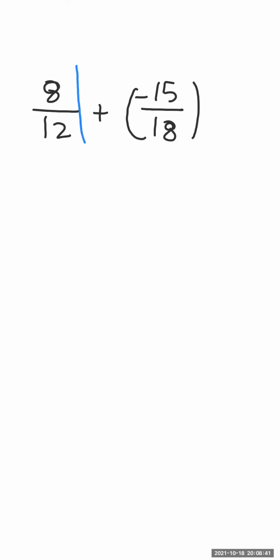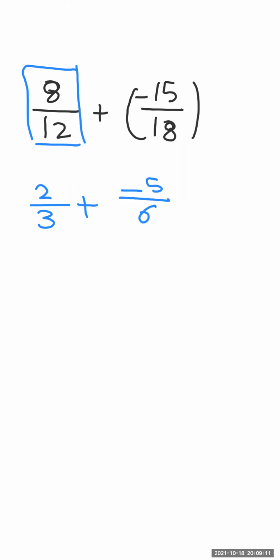So 8 over 12, we can divide the two numbers by 4. So 8 divided by 4 equals 2. 12 divided by 4 equals 3. I think now it's better, and the numbers are smaller. So it will become easier. Then plus. Here, 15 and 18, we can divide the two numbers by 3, of course, right? So it will be negative 5 over 18 divided by 3, 6.